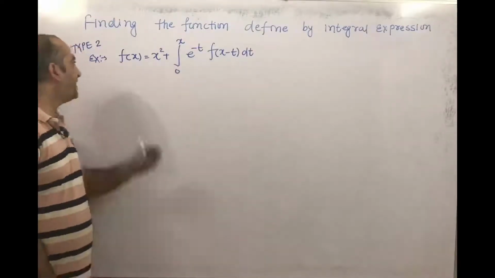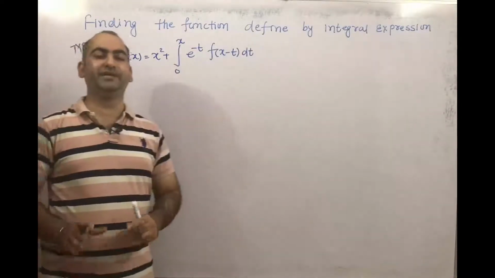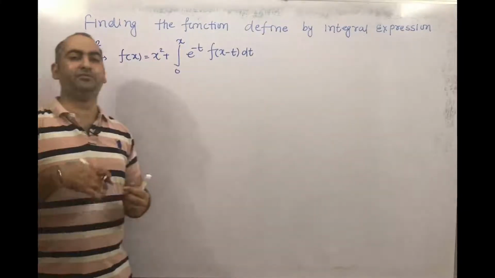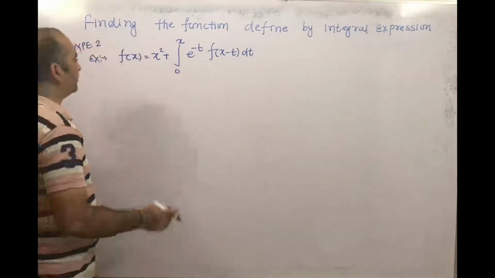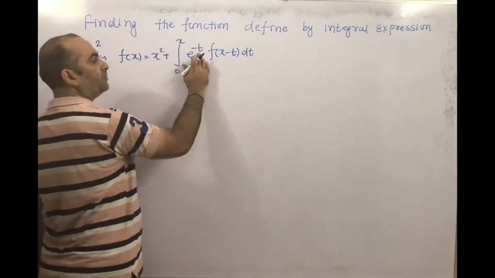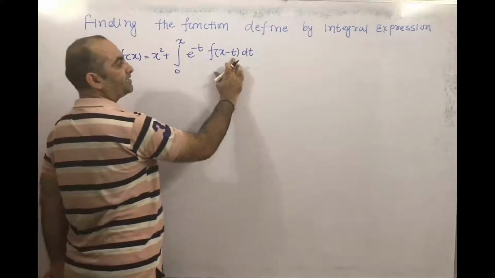Next we are discussing type 2. For type 2 also we are taking one example, with which I can explain how to solve type 2 problems. So what is a type 2 problem? f(x) = x² + integration from 0 to x of e^(-t) f(x - t) dt.